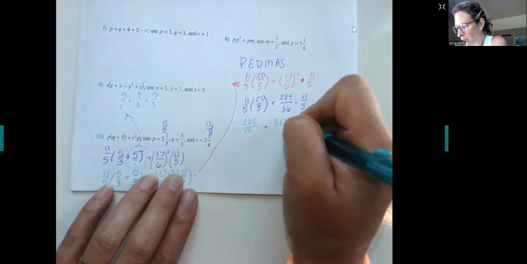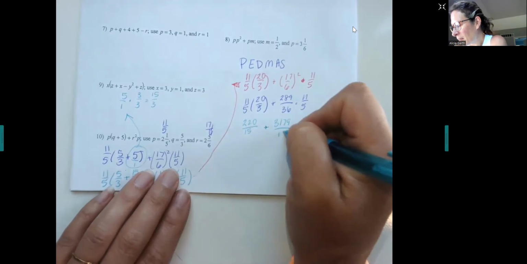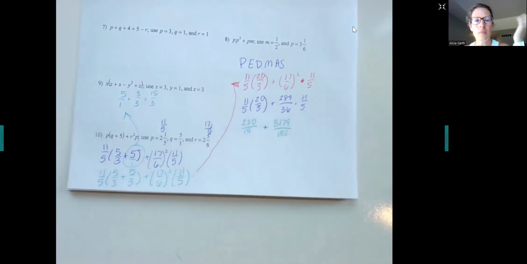is 3,179. And 36 times 5 is 180. So we've done our multiplication. Now we have to do our addition. So in order for us to add, we have to find a common denominator. I find it easiest just to find out how many times 15 would go into 180, which is 12, and multiply it by 12 over 12. I just find it easiest instead of trying to find a reduced fraction or something like that. We'll do that at the end.